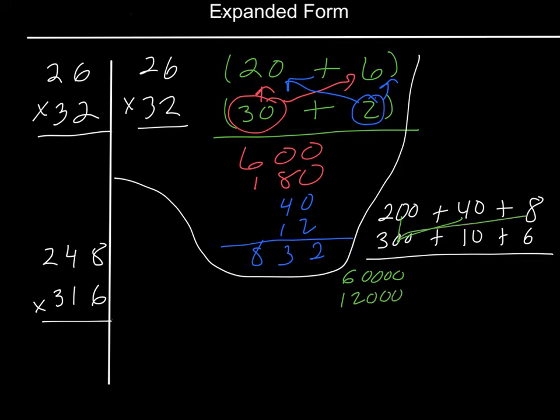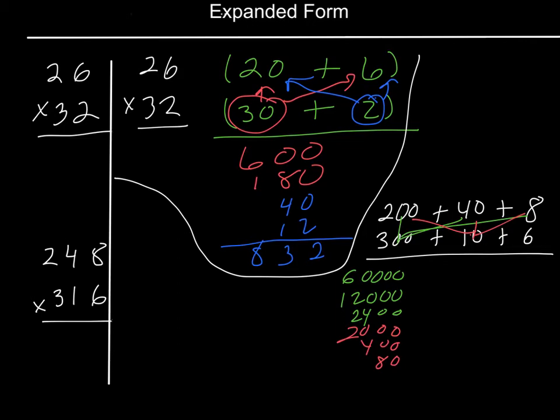And then I have 300 times 80, so that is 24. And then I can do the same thing with the 10, so 3 times 200, that's going to be 3 zeros and a 2. 10 times 40, 2 zeros and a 4, and 10 times 8, which is 80.